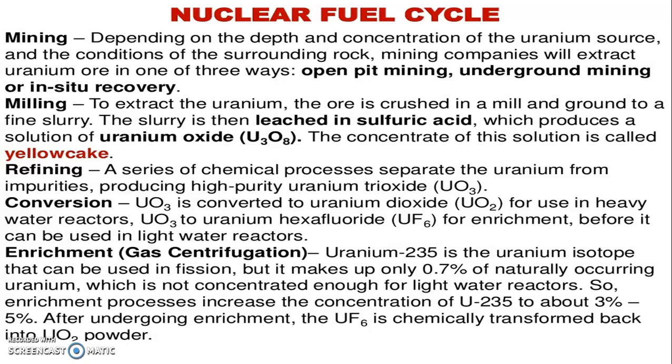Then next topic is enrichment or gas centrifugation. Uranium 235 is the uranium isotope that can be used in fission, but it makes up only 0.7% of naturally occurring uranium. Enrichment processes increase the concentration of uranium 235 to about 3% to 5%. After undergoing enrichment, the uranium hexafluoride is chemically transformed back into uranium dioxide powder.